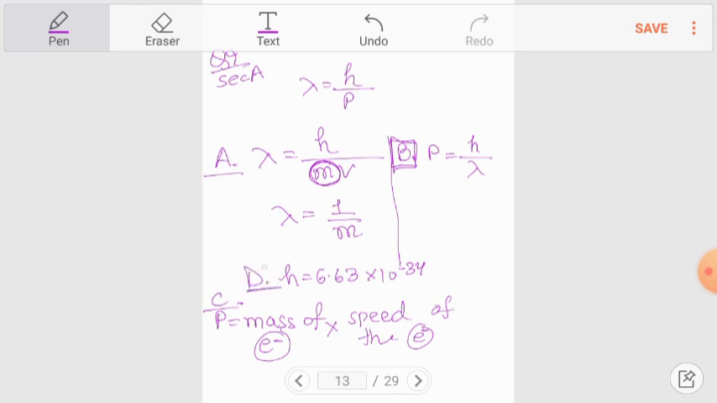So the only correct answer for question number 9 is option B, and that is we can calculate the momentum of a photon using the de Broglie equation. So option B is the correct answer for question number 9. And if it's clear, we are moving to question number 10.